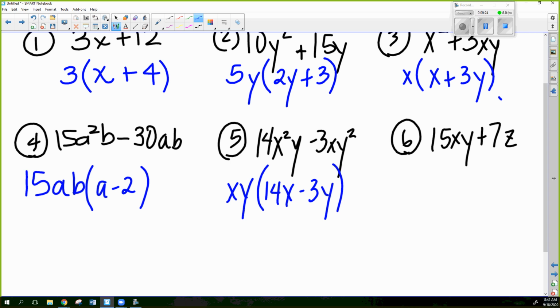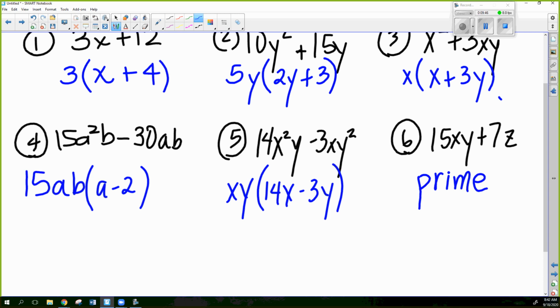It doesn't have anything in common, right? So the greatest common factor would be the number 1. But if I take out a number 1, does that change the way these numbers look? No. So if you can only take out a 1 and you're trying to factor, we call that prime. Okay, does that ring a bell?